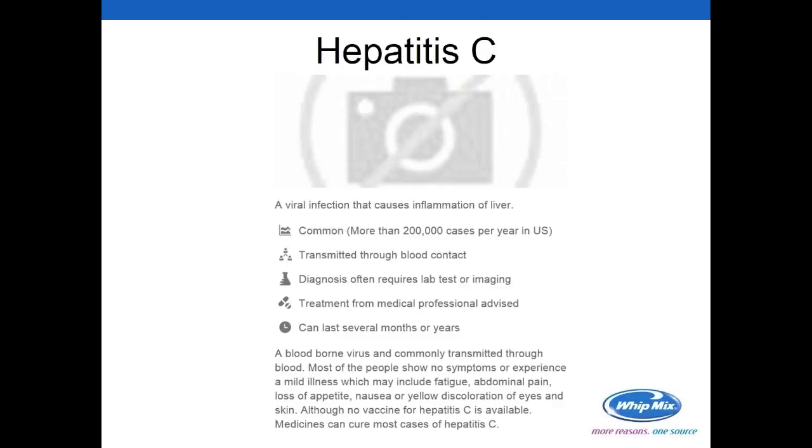Hepatitis C also causes inflammation of the liver. It's pretty common, 200,000 cases a year in the US. It's a blood-borne pathogen and can last several months or years. It can be treated. Most of the people won't show symptoms of this. They experience a mild illness, okay, kind of flu-like actually. There are medicines out there.